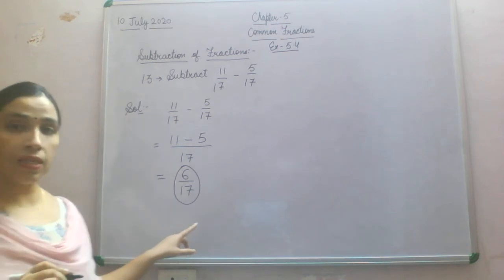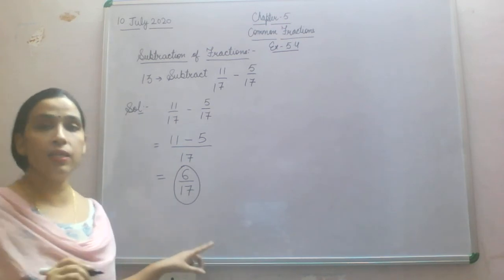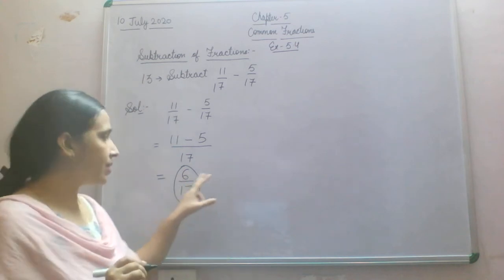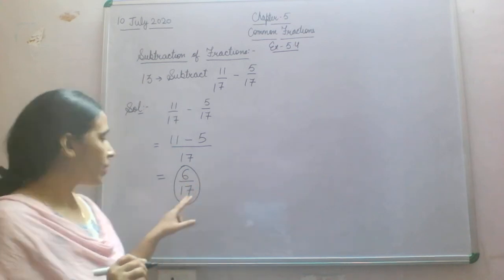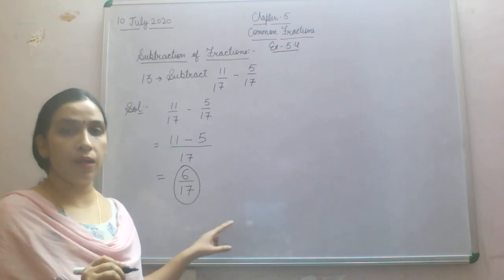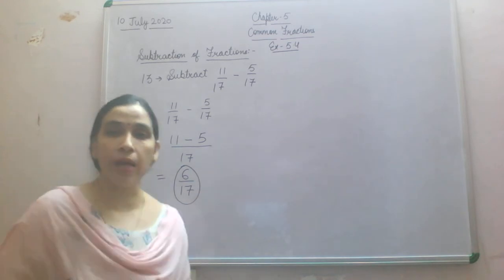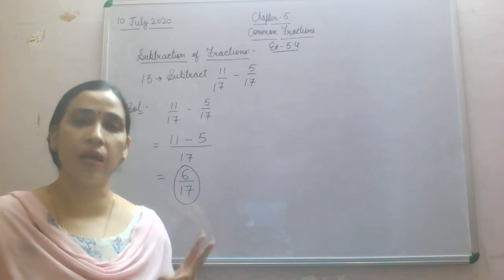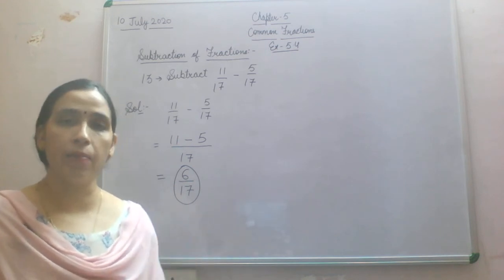Now why have I encircled it? Because this answer is already in lowest term, because 6 is a composite number and 17 is a prime number. And what are prime numbers? Prime numbers are those numbers which have only two factors, 1 and the number itself.